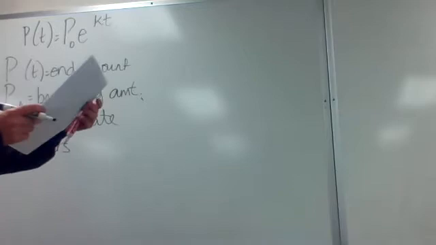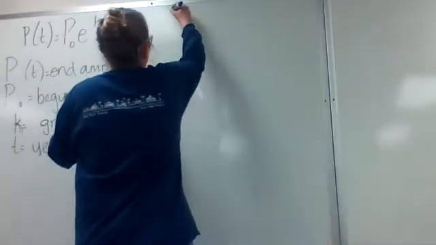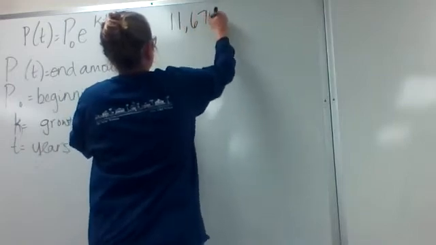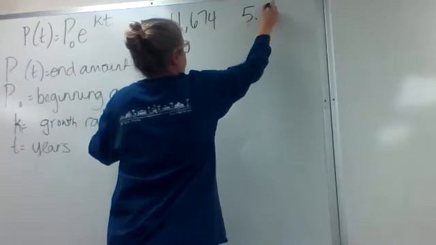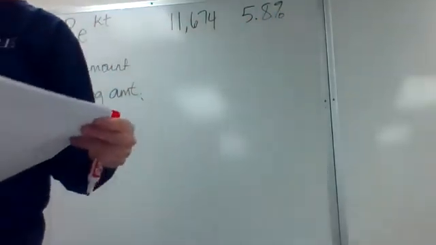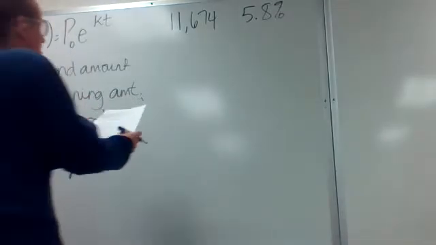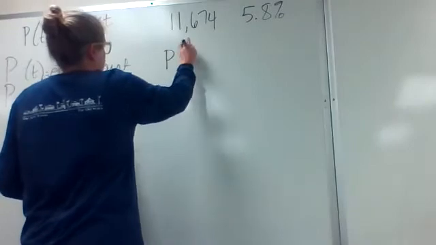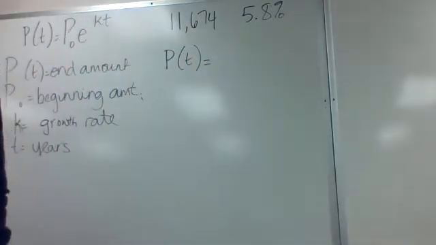So let's see what this question says. Suppose that 11,674 is invested at an interest rate of 5.8%, compounded continuously. Find the exponential growth function. So what is P of T?